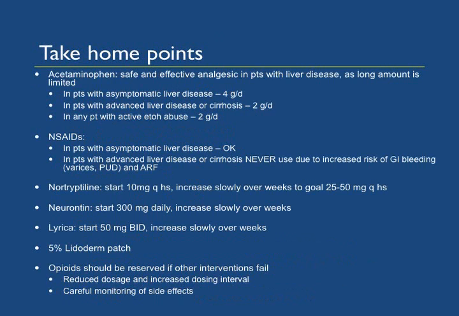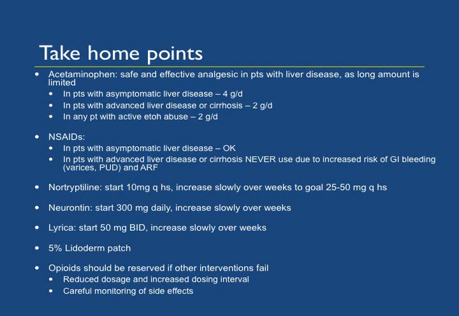So here are my take-home points regarding pain management in patients with liver disease. Acetaminophen is a safe and effective analgesic in patients with liver disease as long as the amount is limited. In patients with asymptomatic liver disease, dosage should be limited to 4 grams per day. In patients with advanced liver disease or cirrhosis, dosage should be limited to 2 grams per day. And in any patient with active alcohol abuse, dosage should be limited to 2 grams per day.